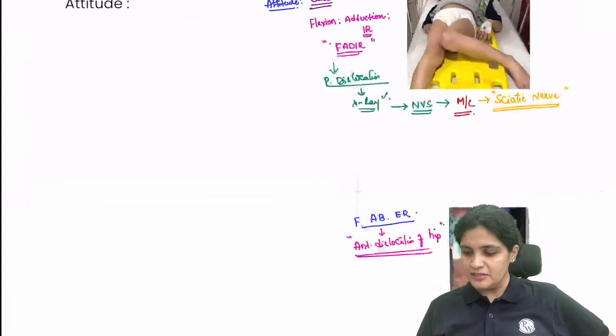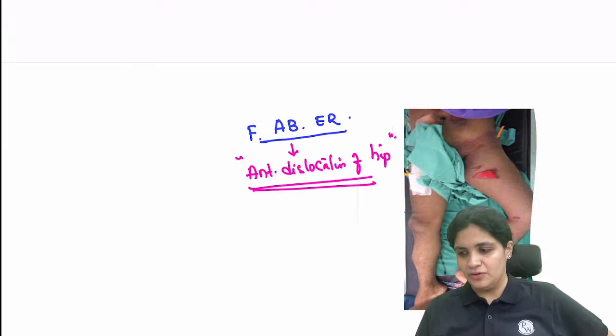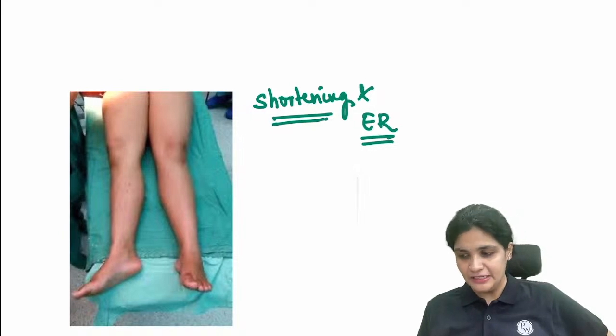Anterior dislocation we have already completed. No, this is the anterior dislocation. So in anterior dislocation there is also flexion, you see, right? So flexion, abduction and external rotation. So here there is no flexion. What you see is just a pure external rotation.